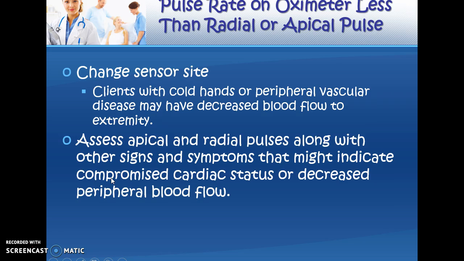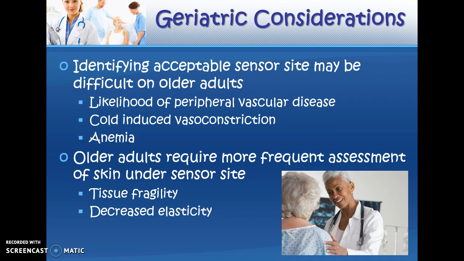Assess the apical and radial pulses along with other signs and symptoms that might indicate compromise of cardiac status or decreased peripheral blood flow, to help with determining if that SpO2 is accurate. As far as geriatric concerns, identify acceptable sensor sites.